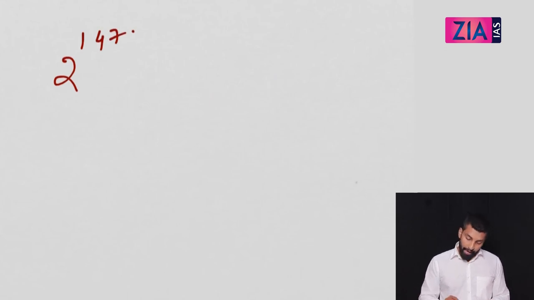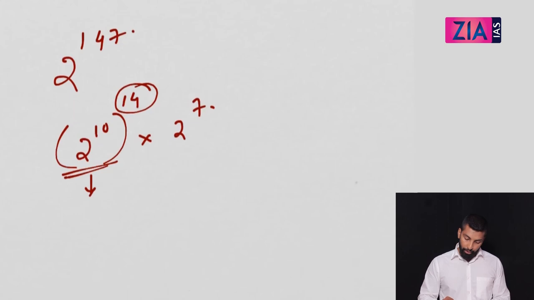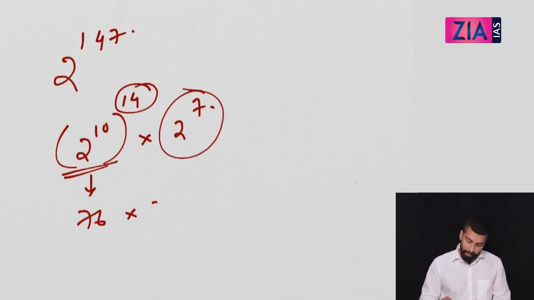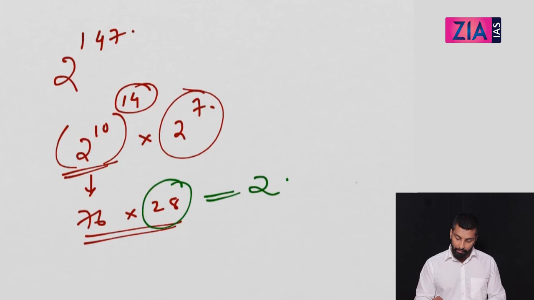Let's take a number 2 raised to 147. Okay, now how will you write it? 2 raised to 10 raised to 14, into 2 raised to 7. And this is even, so you know this is going to end in 76. 2 raised to 7 is 128. What we need is 28 only. Now you can multiply this, you'll get the answer. Now I tell you one interesting thing: when you multiply 76 with 28, you'll get 28 itself as the answer.